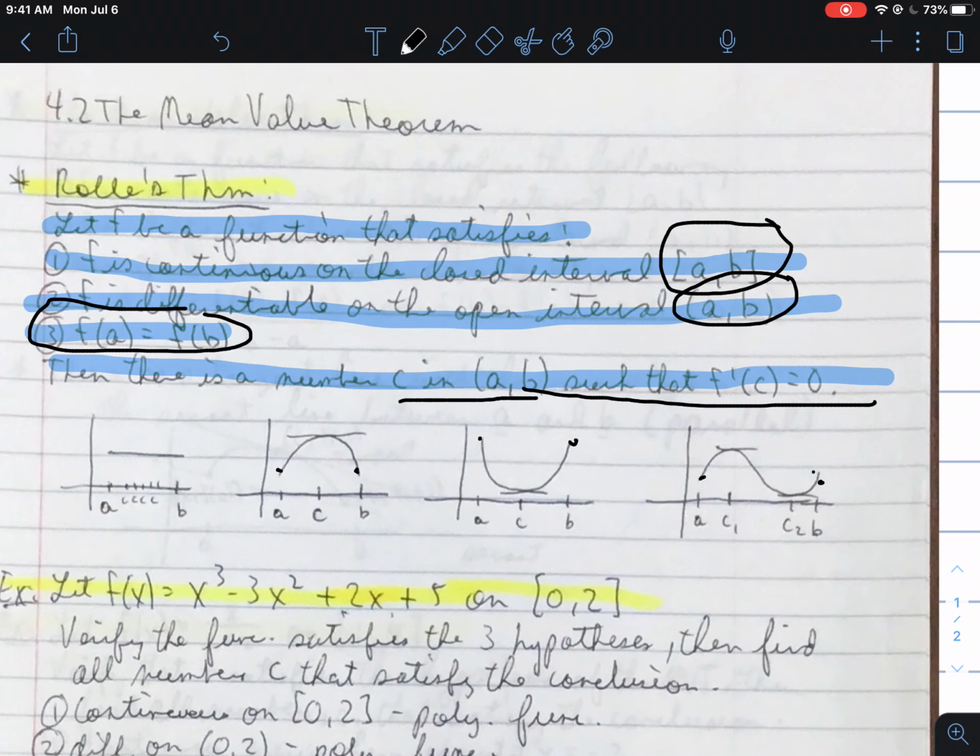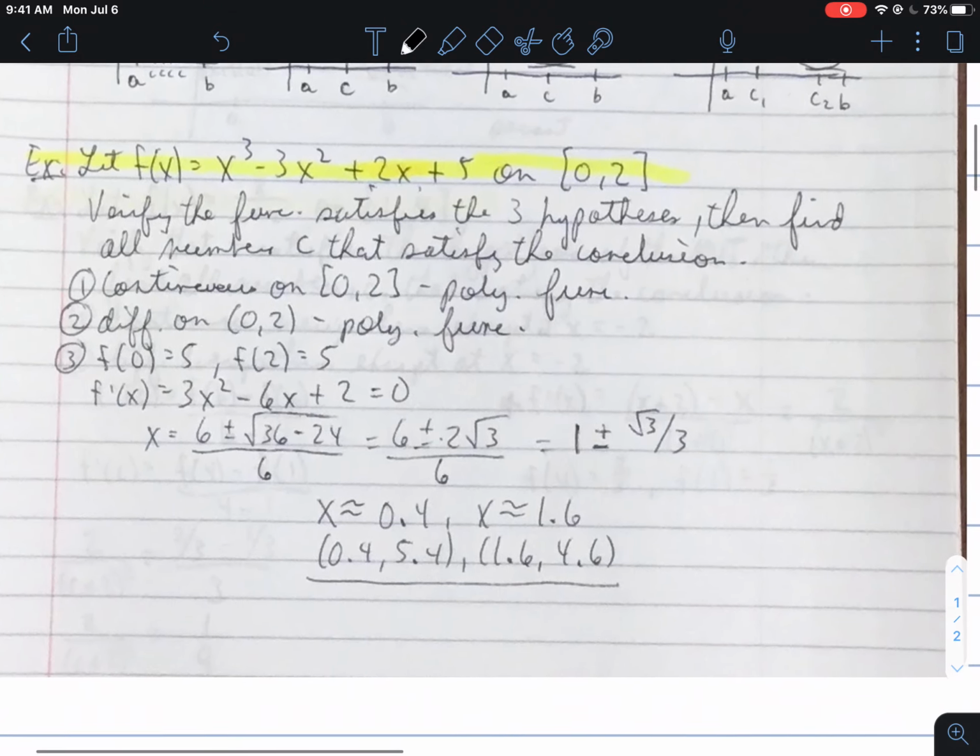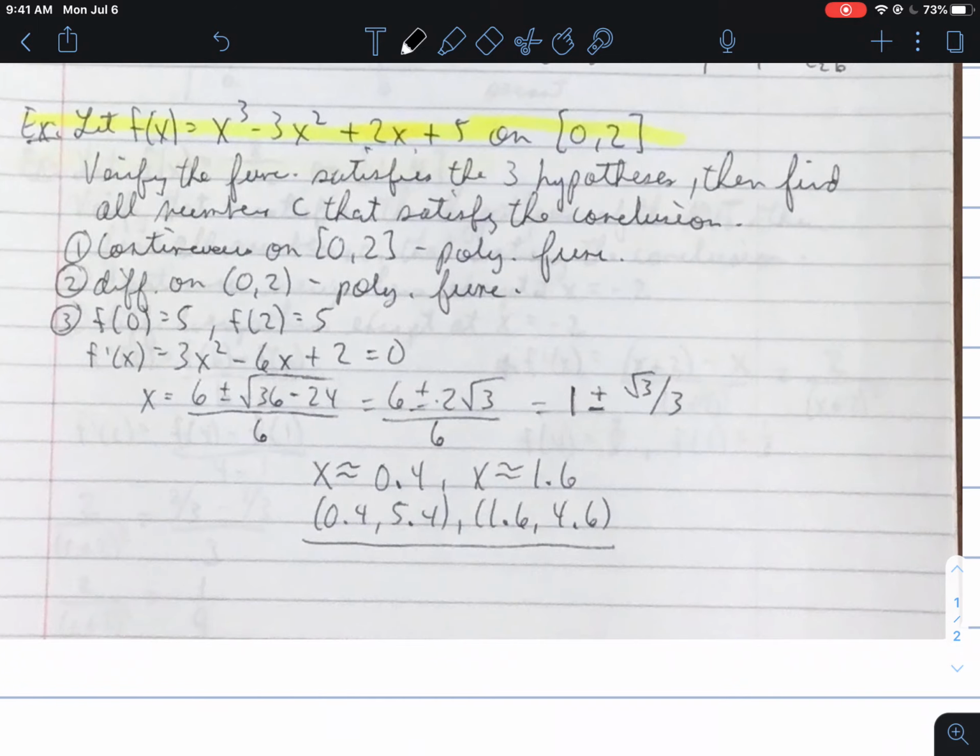Now notice, like in the last case, there's 2 points where that happens. So it doesn't say anything about how many, it just says that there's at least one. There could be more. Okay? So for example, let's let f of x be the function x cubed minus 3x squared plus 2x plus 5, and we're looking at this function on the interval from 0 to 2.